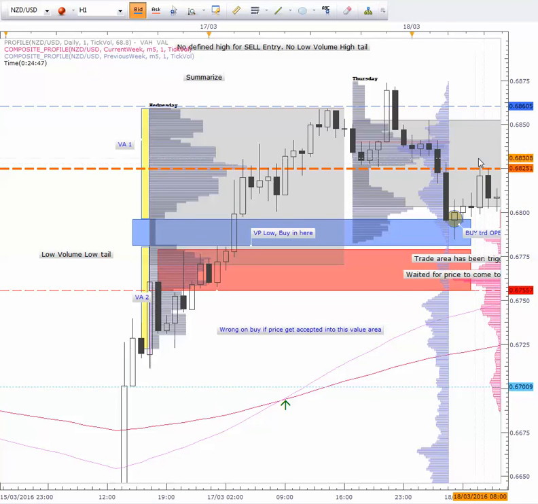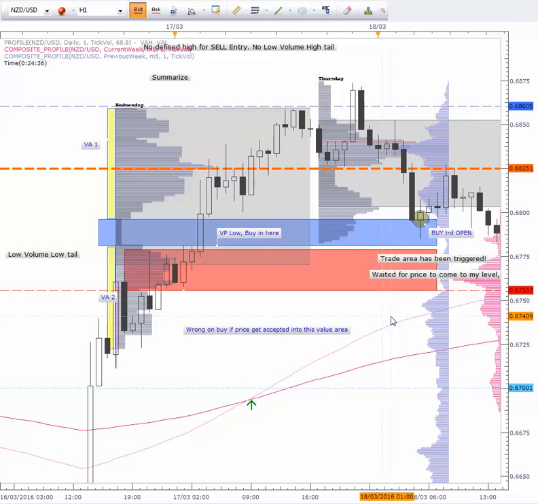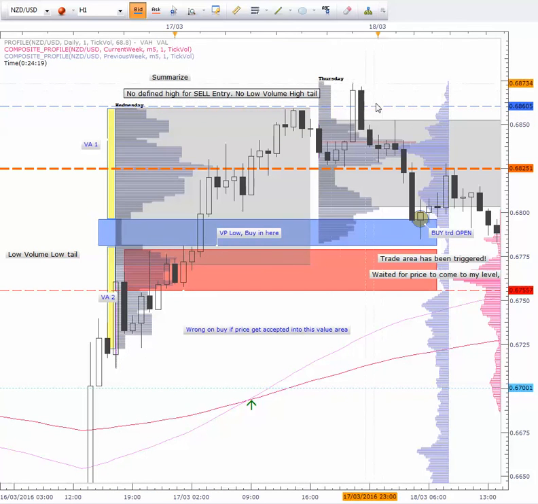So here, target achieved, I'm either completely out or partially out, and definitely I should be back to break even. And that's my one trade for the day. That's my one trade for the day. Because I did not have a sell signal up here. Because I did not have a low volume tail. I do not have a sell signal. So I did not sell into this. That's my one trade.